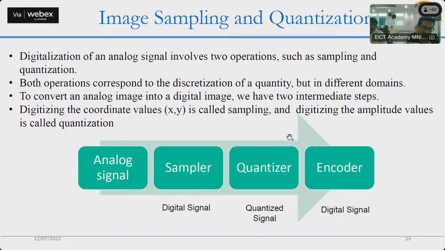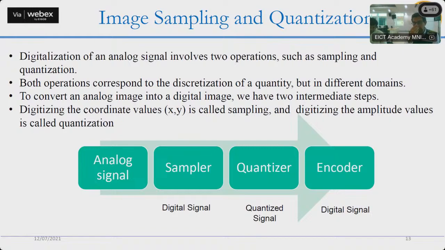Then what we are seeing is image sampling and quantization. Now we go into the detail of how we sample the image and what happens at the quantization level. Overall, it is called the digitalization of an analog signal. Digitalization of an analog signal involves two operations, sampling and quantization. Both operations correspond to the discretization of a quantity, but in different domains.